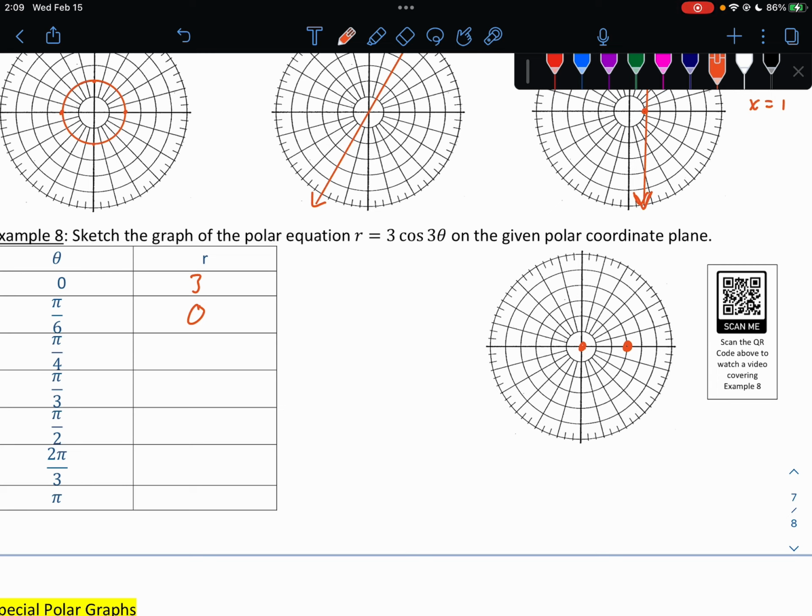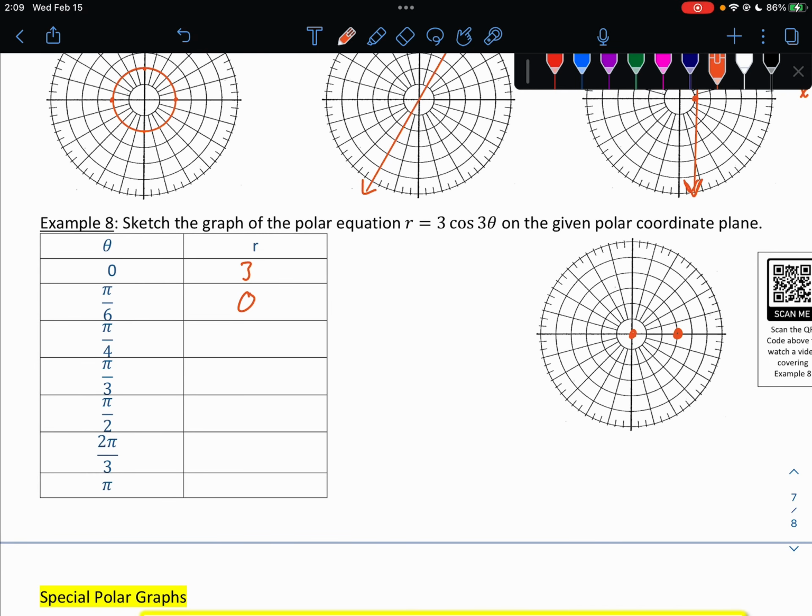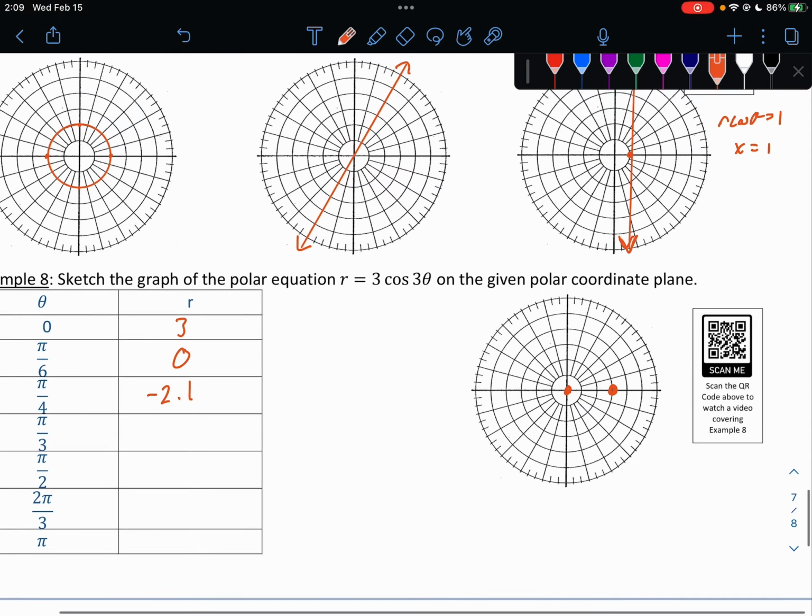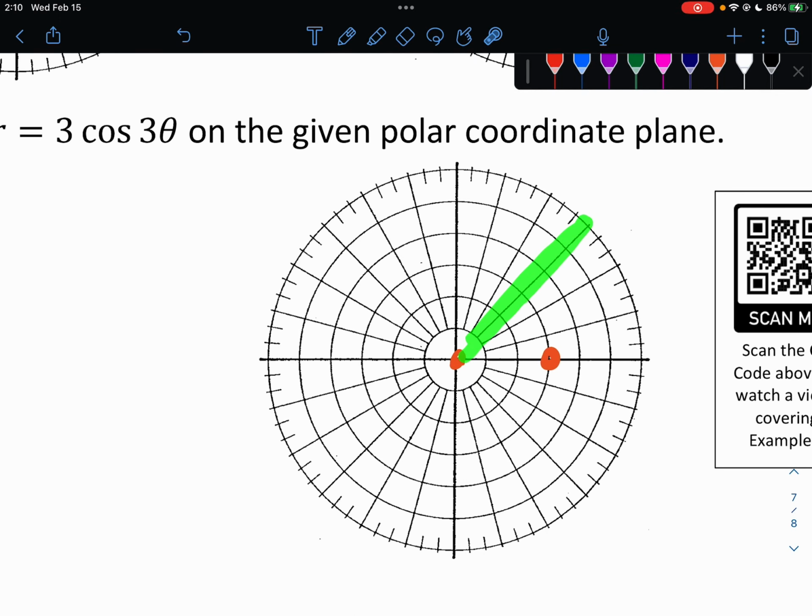Pi over 4, so 3 pi over 4. The cosine of that is negative root 2 over 2. Right, so we're at negative 3 root 2 over 2. And I'm not expecting you to know what that is, but if you want to put it in a calculator to see what you would get back, it's about negative 2.1. It's a little bit bigger than that, but negative 2.1. So at pi over 4, which is this angle here, we're at negative 2, so we're going 2 away from it. It's a little bit bigger than that.